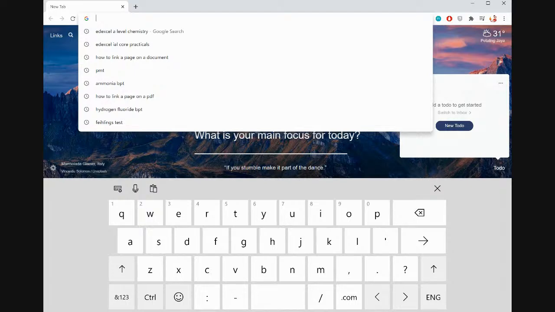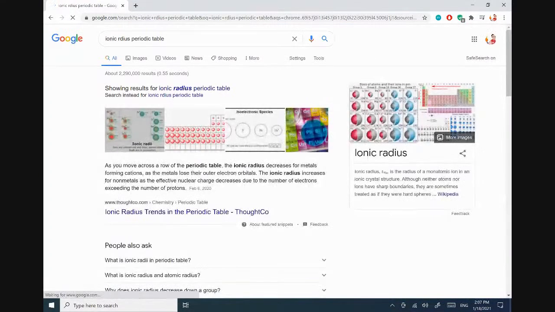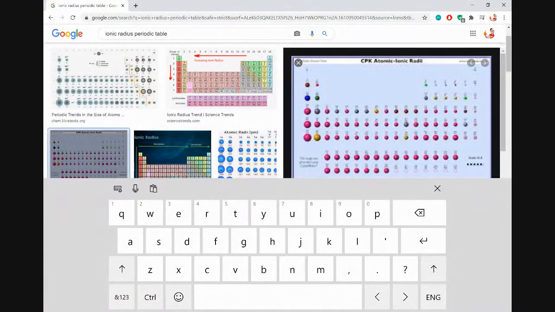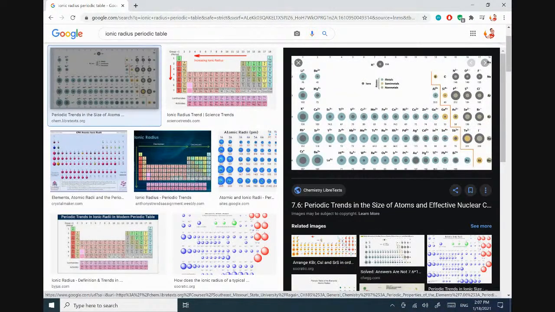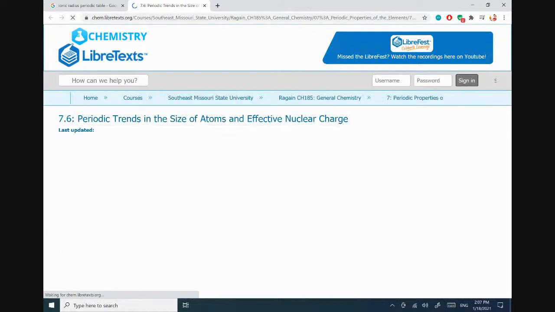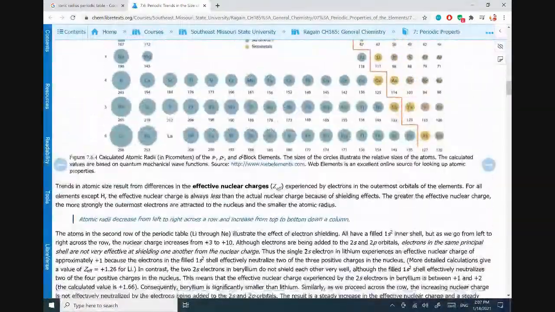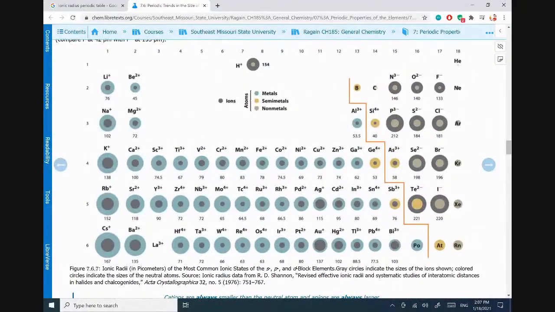So if we look at an ionic radius periodic table, is it even possible to do it? Let's have a look. This is one of my favorite tables. It shows you the size of the ions. Please work. Nope, that's ionic. Right, so the ions are in the center. Is that right?